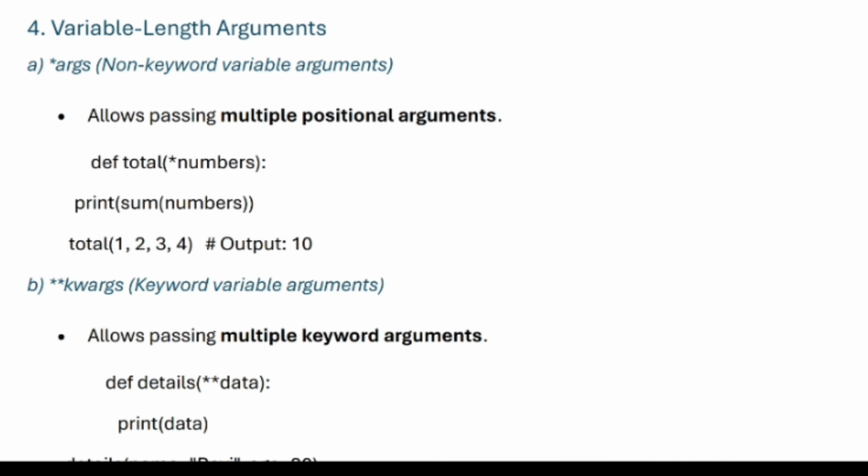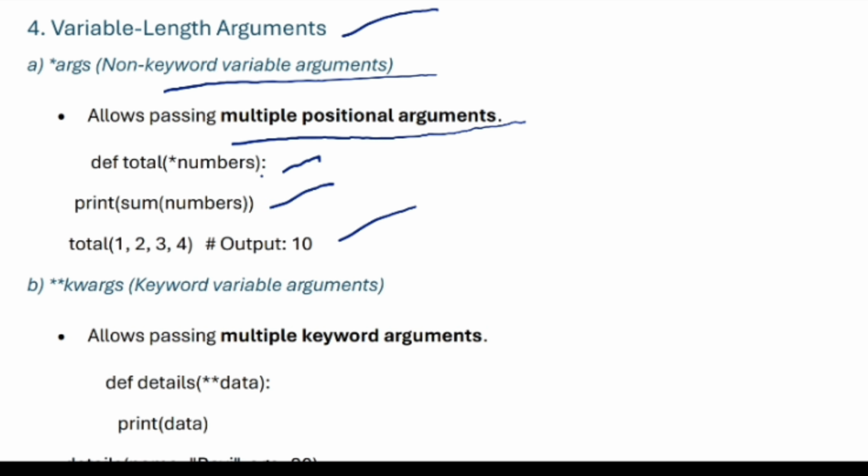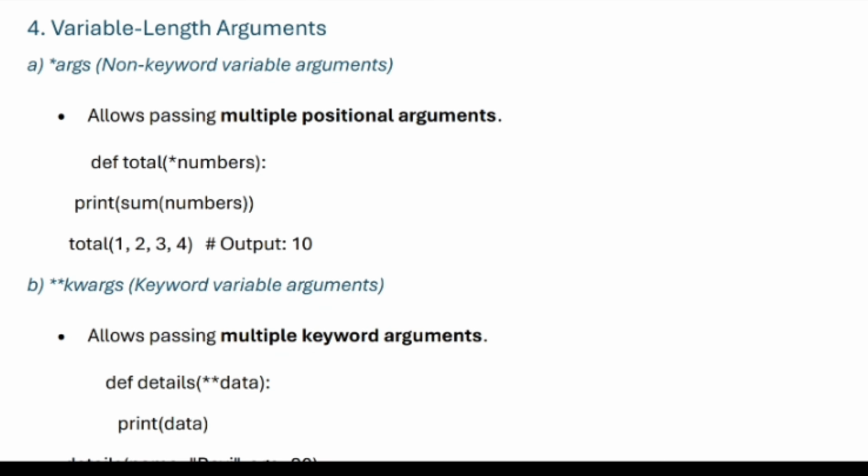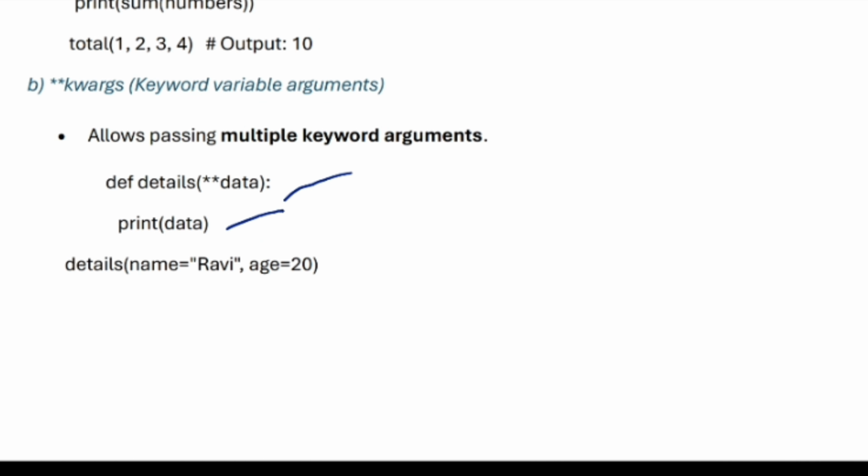Next is the variable length argument. There are 2 types of variable length arguments. The first is the non-keyword variable argument, which allows passing multiple positional arguments. We can pass multiple positional values with an argument, and we will get the final output. Next is the keyword variable argument, where we use only keys. It allows passing multiple keyword arguments. The keyword arguments hold data, and we print whatever data we have entered, such as age and Ravi. The example is given here.